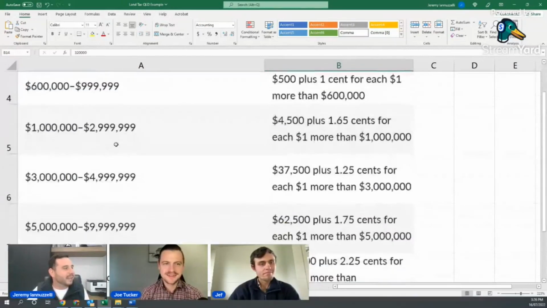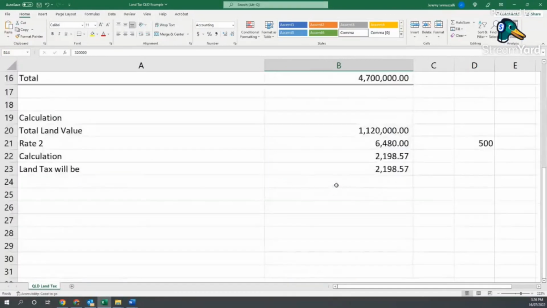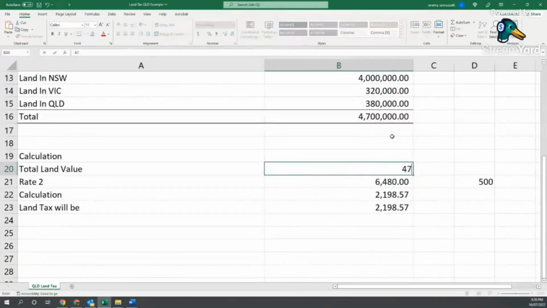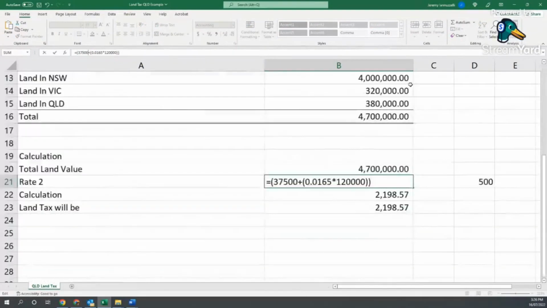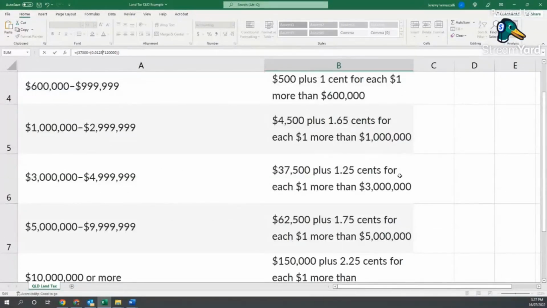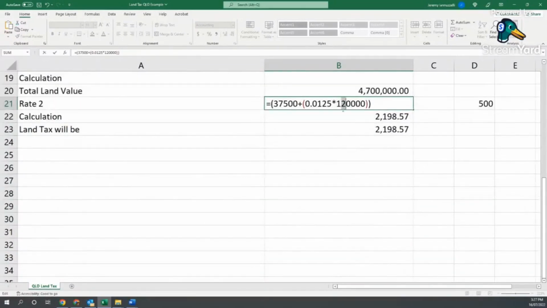Now, if you remember, if we have land between 3 to 4.99 million, we pay a premium of $37,500 straight off the bat, plus 1.25 cents for every dollar over 3 mil. So let's change that now. We've got total land value of 4.7 mil. Rate 2 is $37,500 straight off the bat in tax. Our land component is 1.25%. At least they dropped that, right? That's it, 1.25%. And we are approximately $1.7 million over the $3 million cap. So I'll just change this to 1.7 mil.